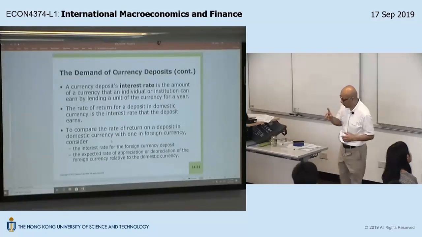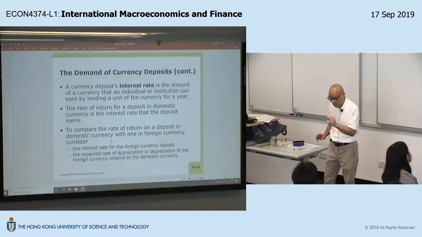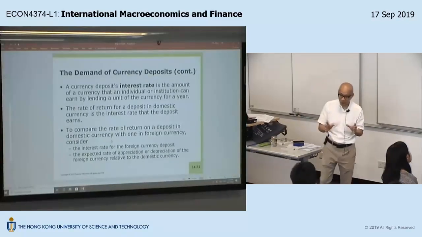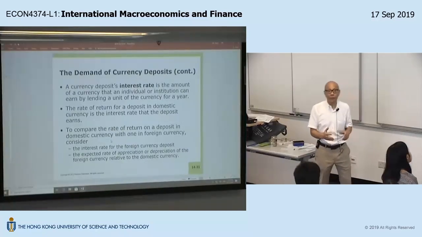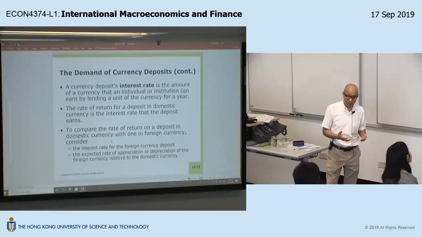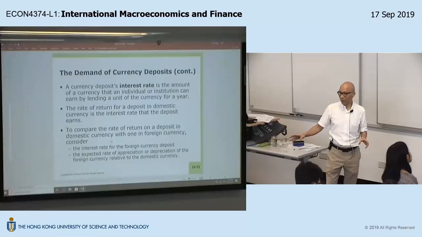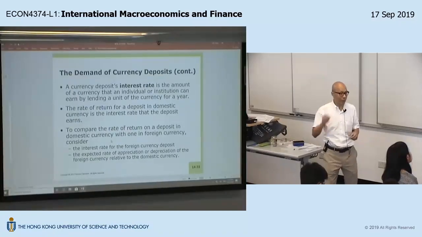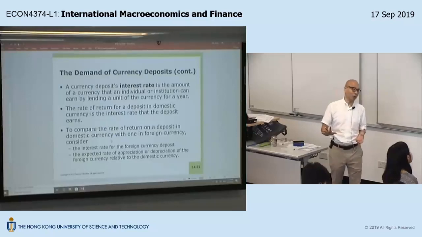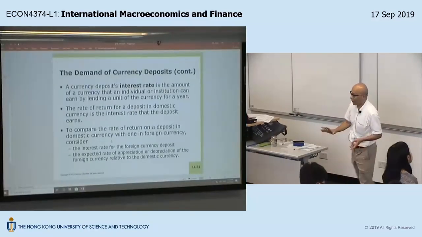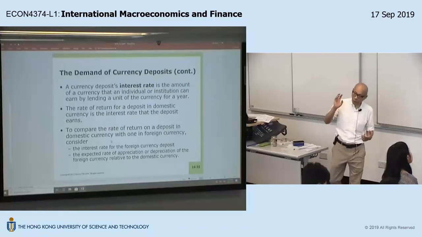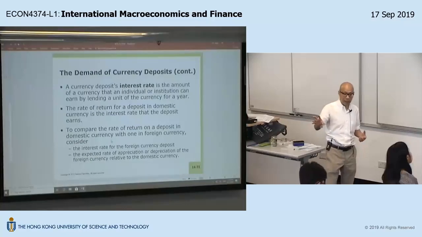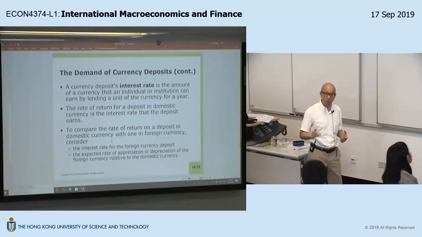Remember, we have to compare apples with apples and oranges with oranges. You cannot compare apples with oranges, in the sense that you cannot compare the rate of return in yen with the rate of return in Australian dollar. You have to compare both of them in the same currency. So you have to convert the rate of return of the foreign currency deposit in terms of your home currency.